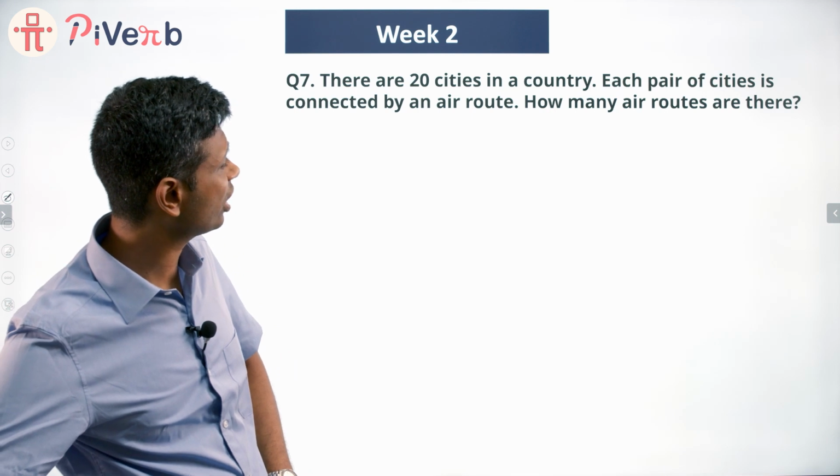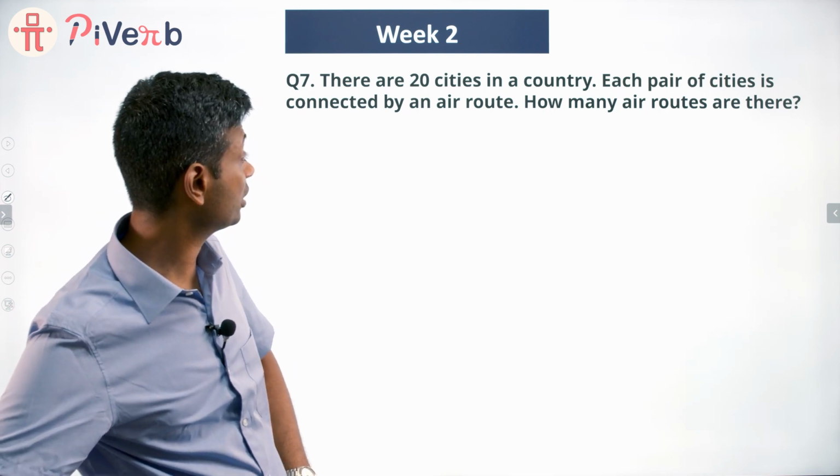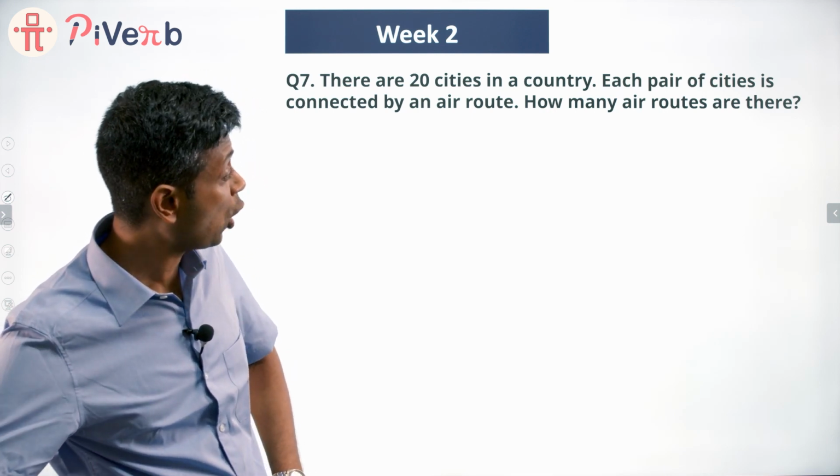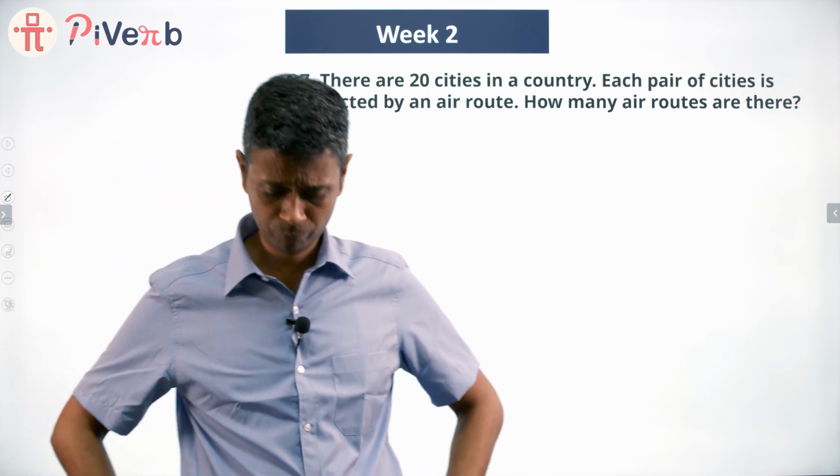There are 20 cities in a country. Each pair of cities is connected by an air route. How many air routes are there? Lovely. There are 20 cities.